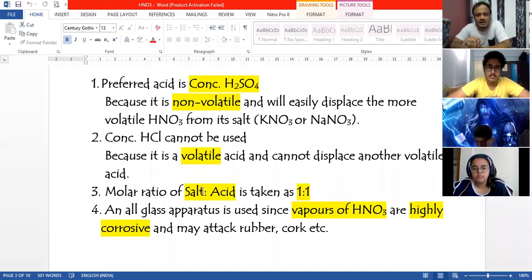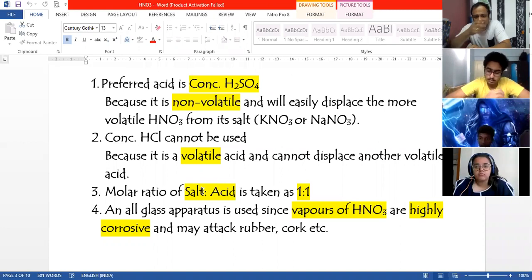The third point is that the molar ratio of the salt and acid is taken as 1:1. Molar ratio is the ratio of the number of moles. So if you look at it, the reactants are in a 1:1 ratio, that is 1 mole of NaNO3 or KNO3 is reacting with 1 mole of concentrated sulfuric acid.